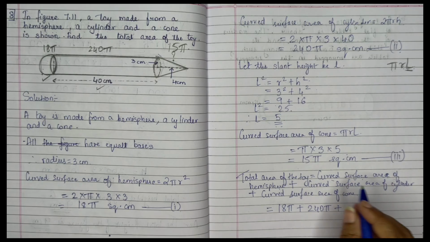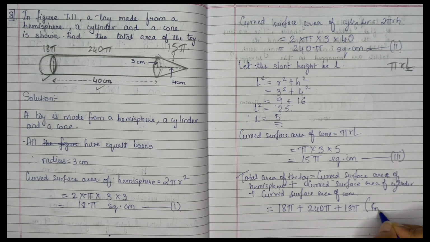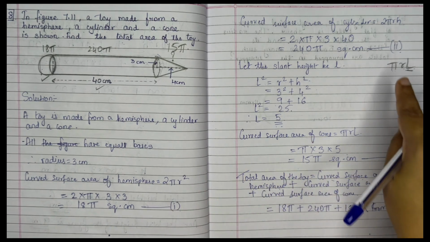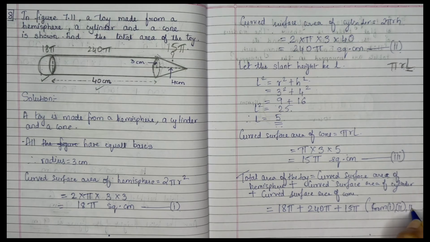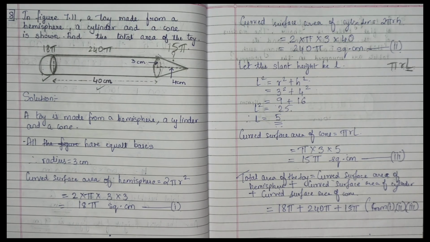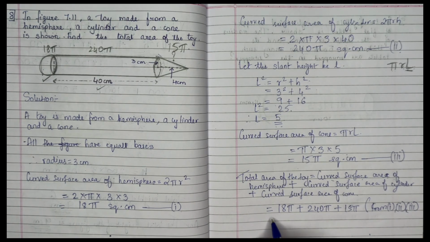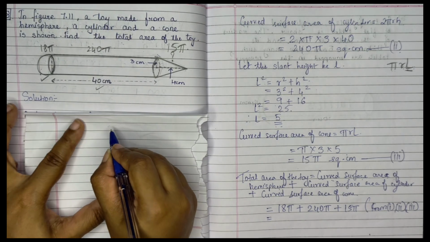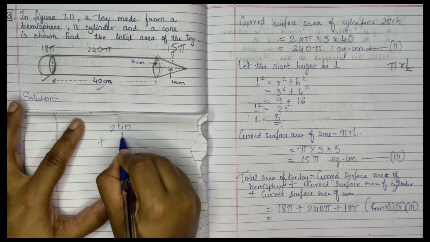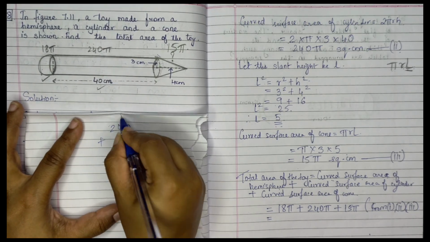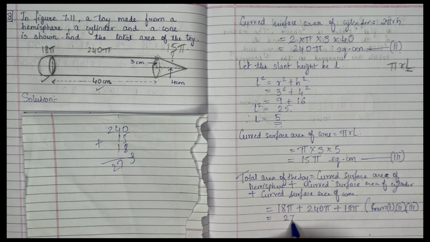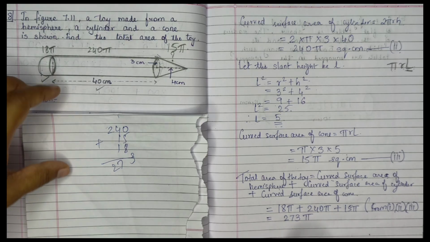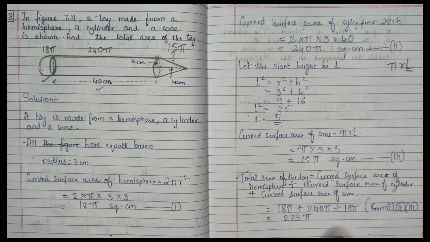Cone we got 15 pi, and here you can write from 1, 2 and 3. So what we will do is we will add all this. 18, 240 plus 15 and 18. We get 273. So we get 273 pi here. Keep the pi as it is.